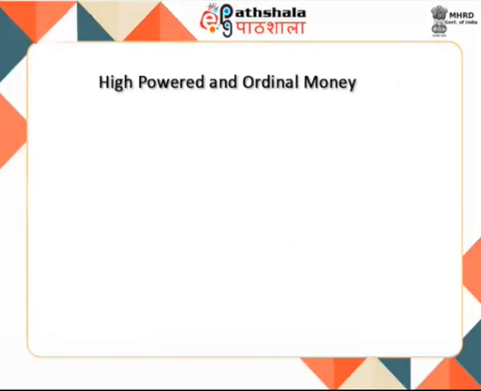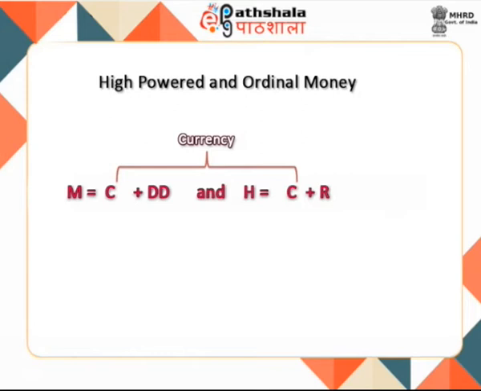Now we will compare high-powered money and ordinary money. If you compare ordinary money M equals C plus DD with high-powered money H equals C plus R, you notice that currency C is common to both the expressions. But while M has demand deposits DD, H has reserves R. Obviously, the high-poweredness of H comes from the presence of R in H.